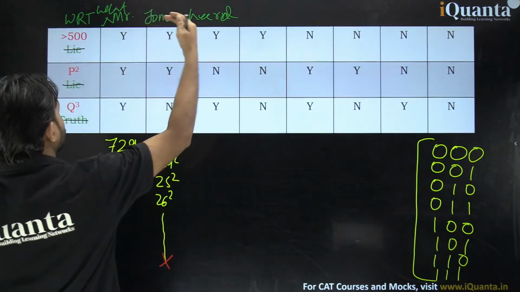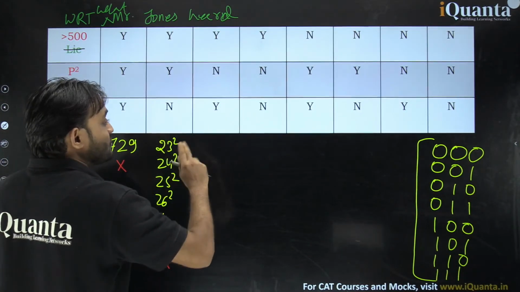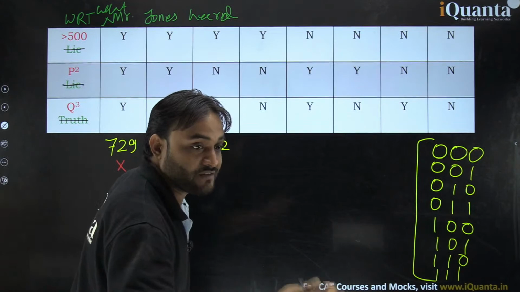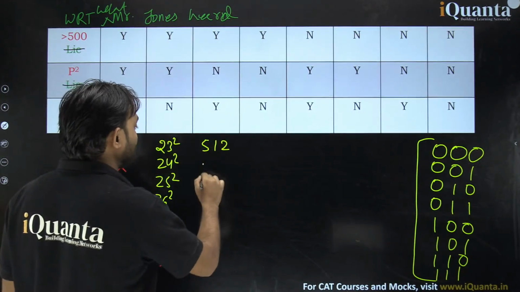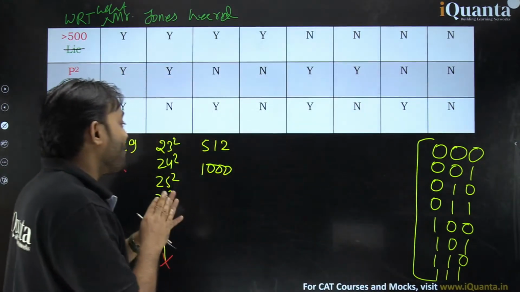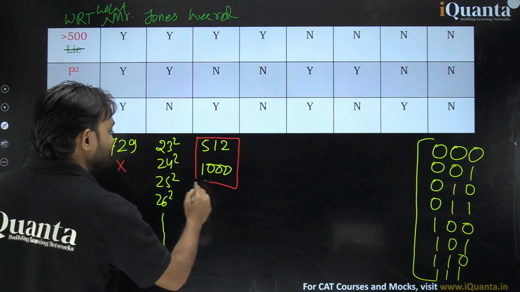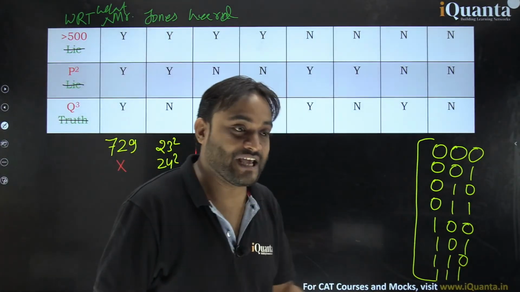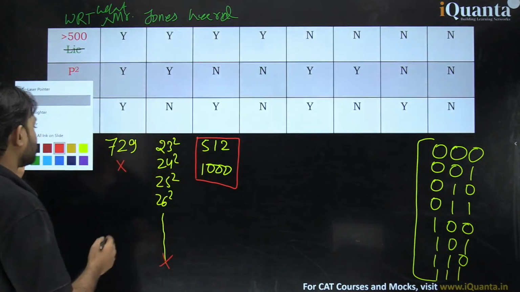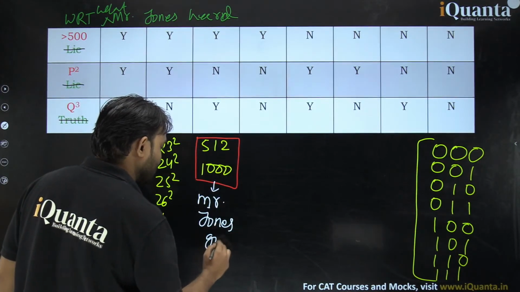Now, greater than 500, yes. A perfect square, no. A perfect cube, yes. Greater than 500, 8 cube is 512. 9 cube is a perfect square, 27 square, don't take this. 10 cube is 1000. 11 cube is 1331, more than 1300. Do you see anything? We have 2 cases here. So Mr. Jones reached here. This is Mr. Jones' outcome. Mr. Jones got these numbers.